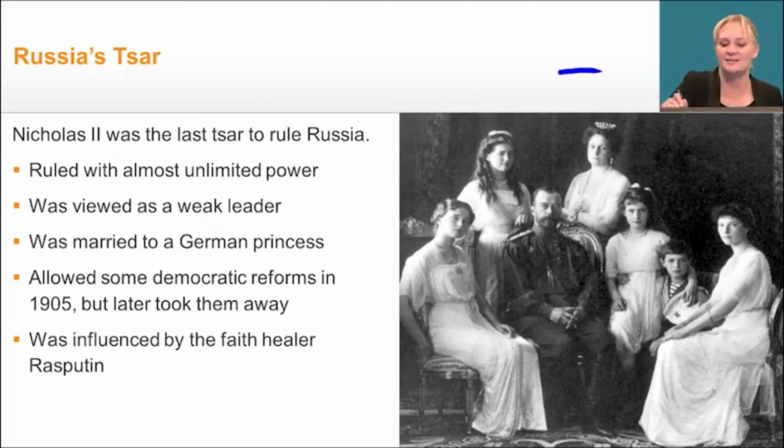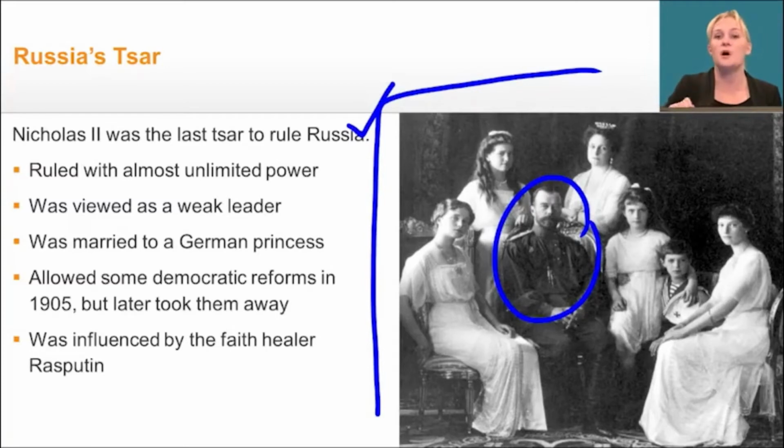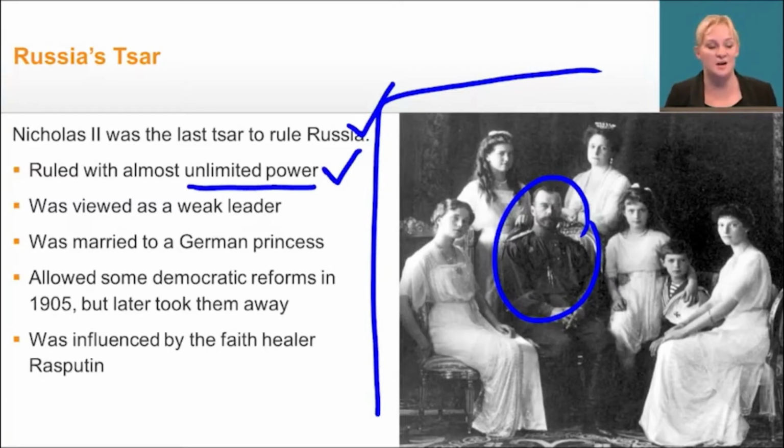Here's Tsar Nicholas and his family right here. Let's take a look at how well they're dressed. They're all wearing crowns, and they're sitting in opulent spaces. Tsar Nicholas II was the last Tsar to rule Russia, and he's sitting right here. He ruled with almost unlimited power. Remember, we talked about unlimited power when we were talking about an autocratic monarchy.